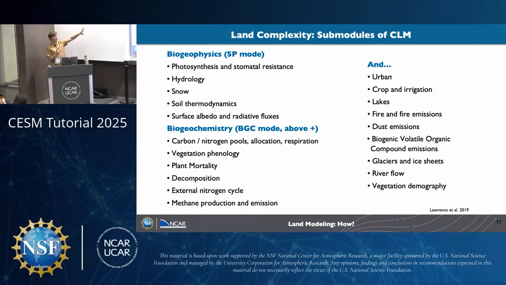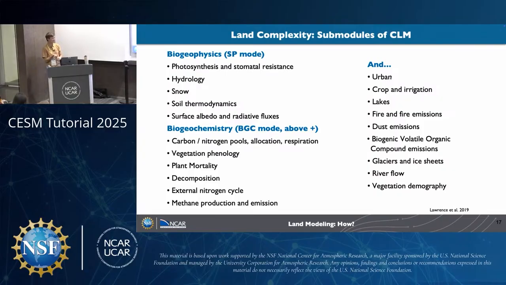For both of these, all this other stuff is turned on too. So the urban model is on. Crops are represented kind of simply in an SP mode and much more explicitly with a biogeochemistry comp set. We have lakes, so you get evaporation off of lakes. Fires and fire emissions actually are only in biogeochemistry. Dust emissions are all the time. So if you're interested in seeing how changes in the land surface affect atmospheric chemistry and dust emissions, you can do that. There's a BVOC model, biogenic volatile organic compounds model called MEGAN that gives you things like monoterpenes and isoprene emissions to the atmosphere that are important for chemistry.